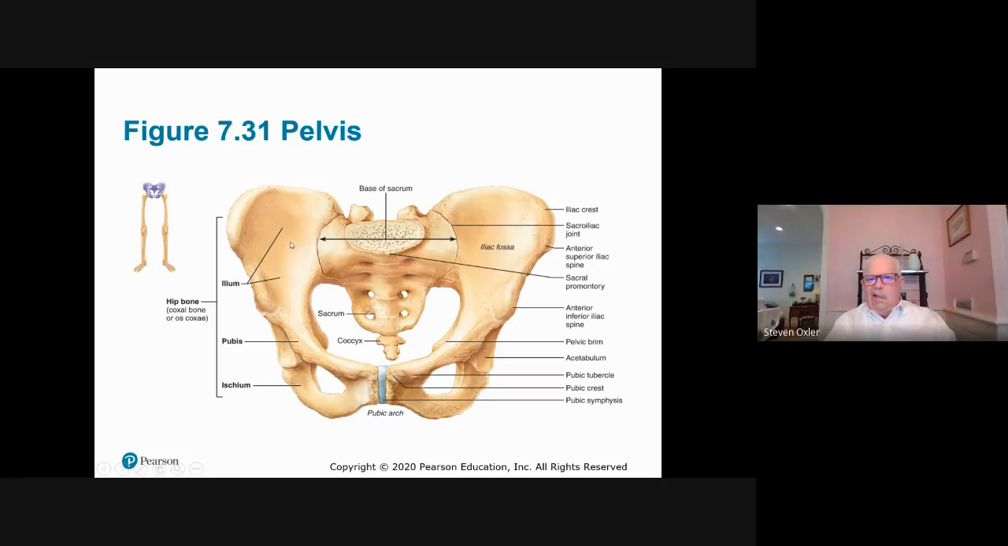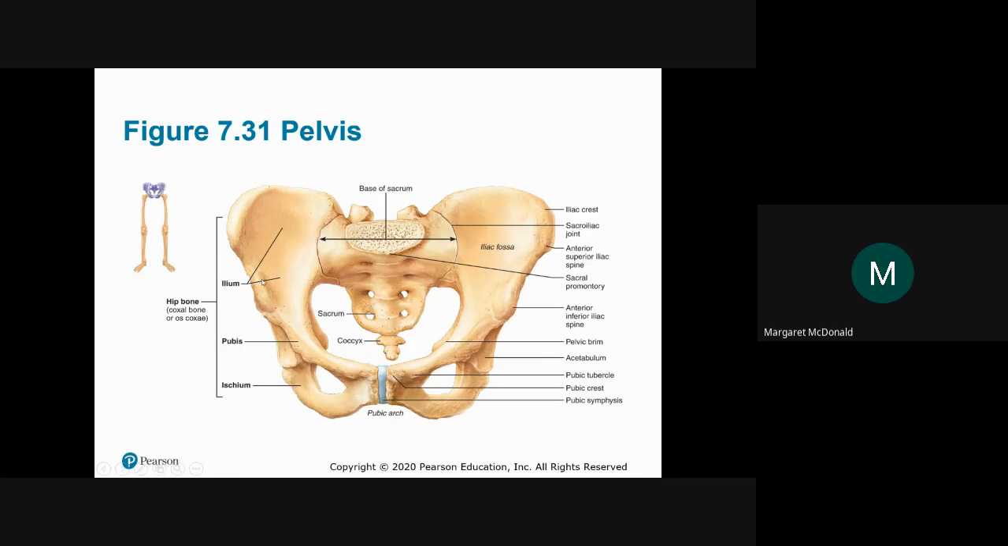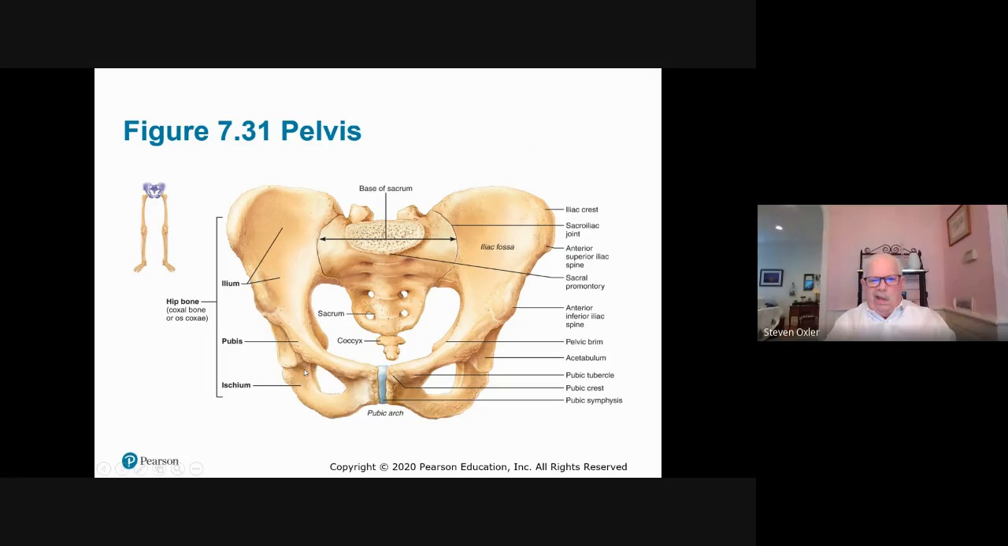Here is the ilium. This is your hip. Here is your ischium. And here is your pubis. The 3 fused bones of the hip. Here they are. Here is the acetabulum. This is where the head of the femur sits, right here.